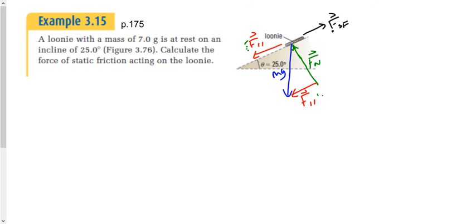Let's get F parallel here. We know that this is 25 degrees. This is 90 degrees. Let's say sine 25 degrees is equal to opposite over hypotenuse.